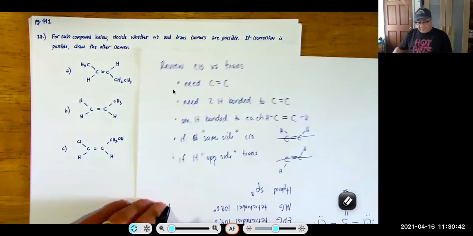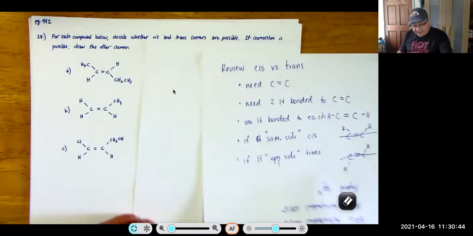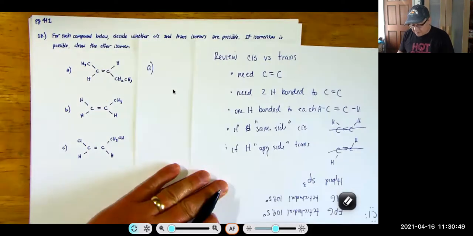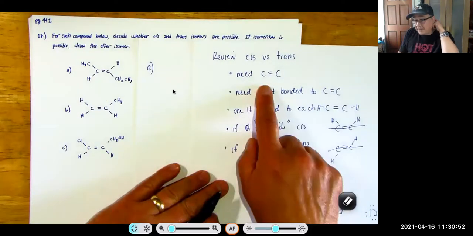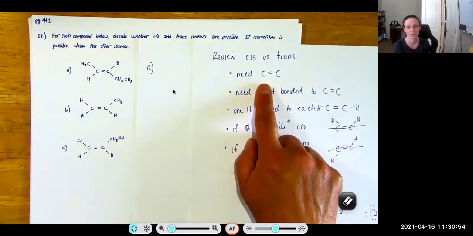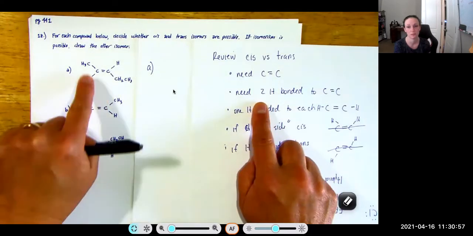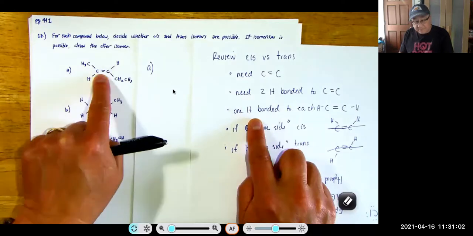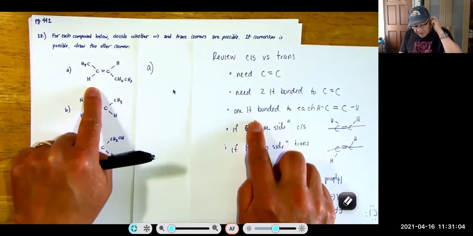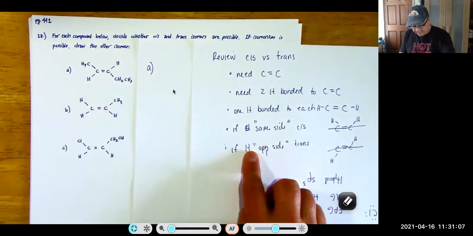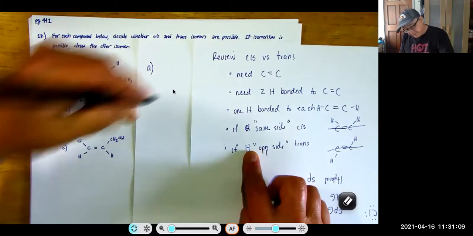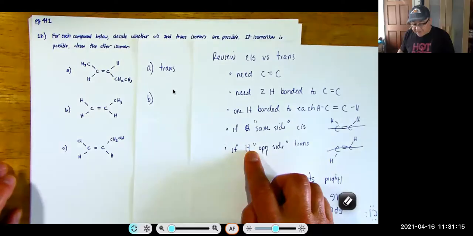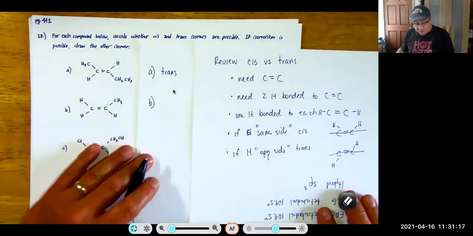So does A check off everything on the list? Well, it's tricky. Carbon-carbon double bond? Yep. 2 hydrogens? Yep. 1 hydrogen bonded to each carbon? Yep. Are they on the same side or opposite sides? Opposite. Trans. Okay. Now it says, if isomerism is possible, draw the other isomer.